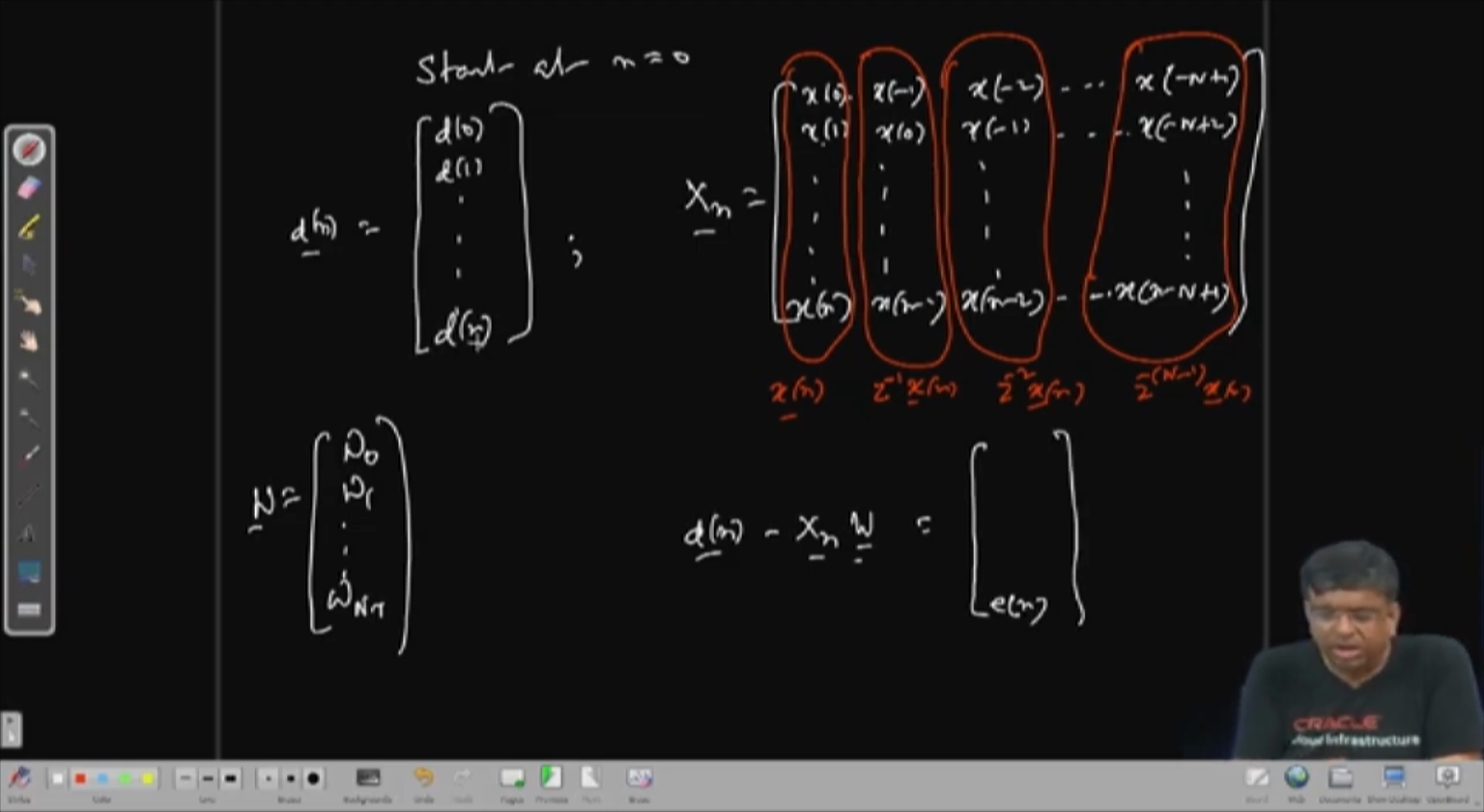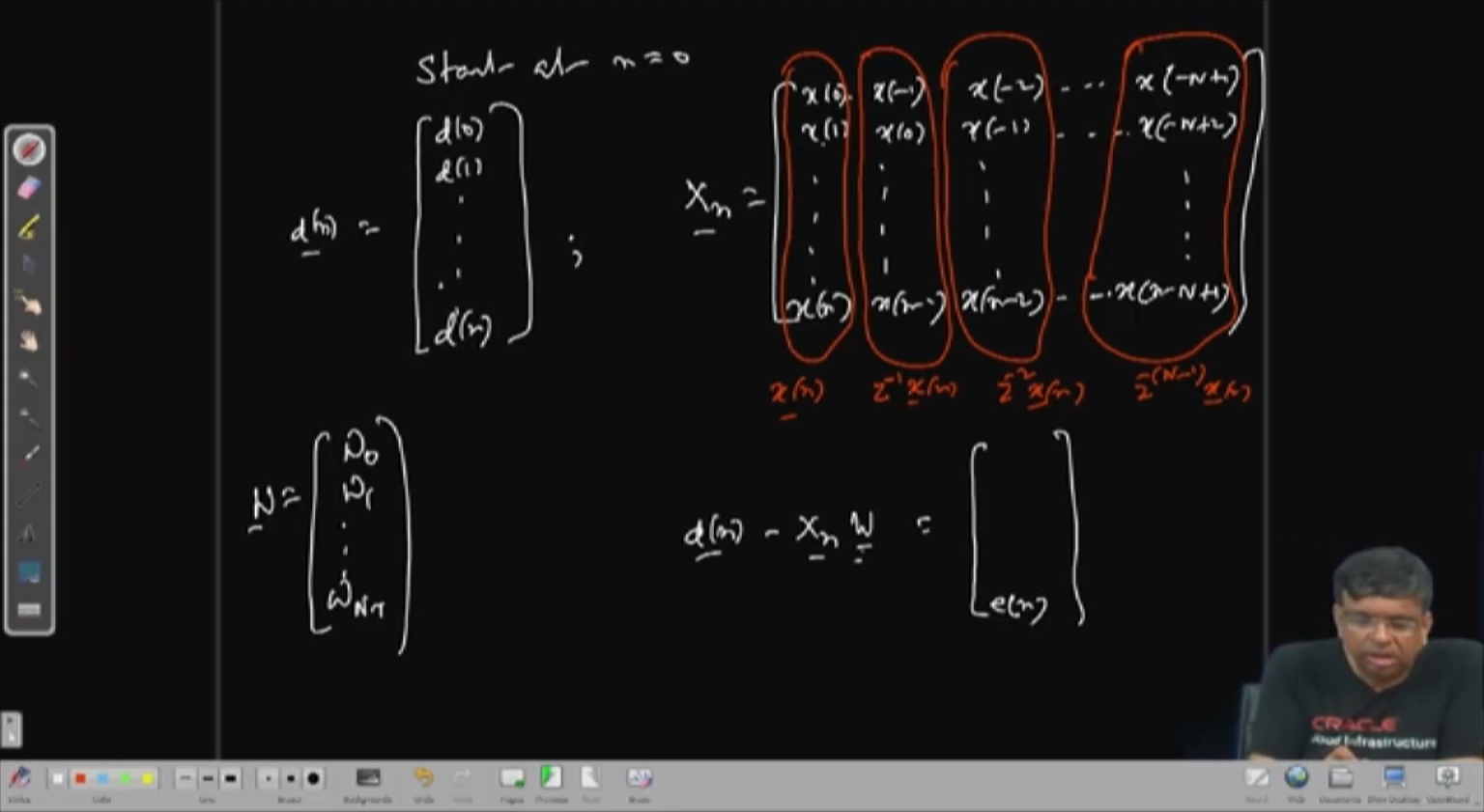nth clock d of n minus, when you are multiplying x n into w, take the last row times w. So, w0 x n, w1 x n minus 1, w n minus 1 into x n minus capital N plus 1, that summation, that is the filter output at nth clock that you are subtracting from d n. So, what you are getting is E n.